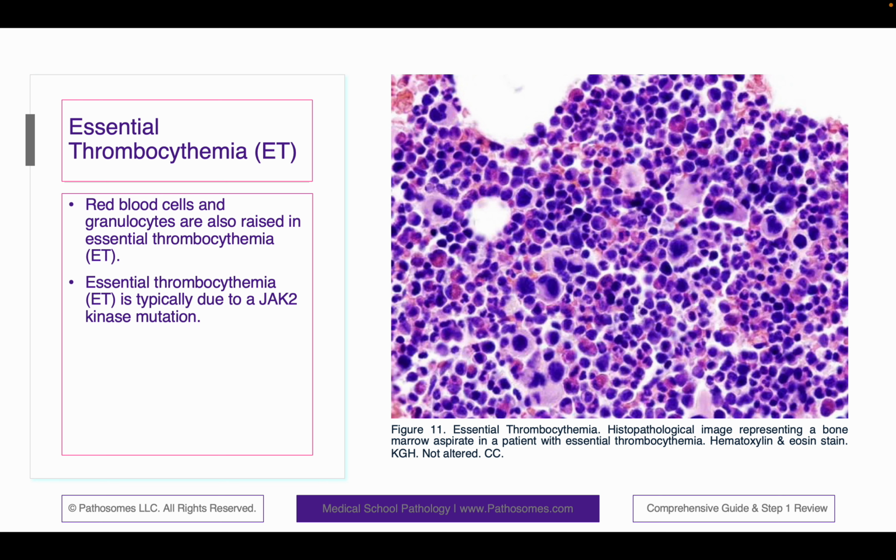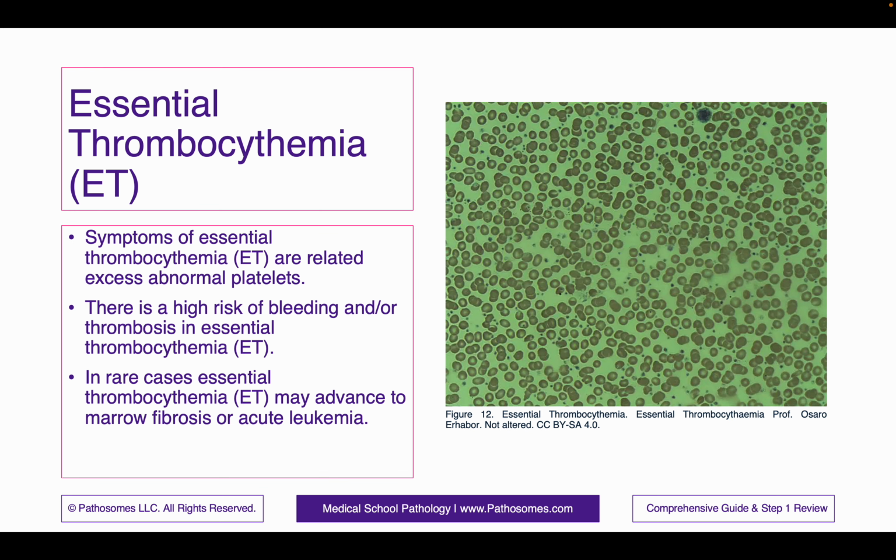Keep in mind that essential thrombocythemia is also typically due to a JAK2 kinase mutation. Symptoms of essential thrombocythemia are related to excess abnormal platelets. So there is a risk of bleeding and or thrombosis in this condition. And in rare cases, ET may actually advance to marrow fibrosis or acute leukemia.